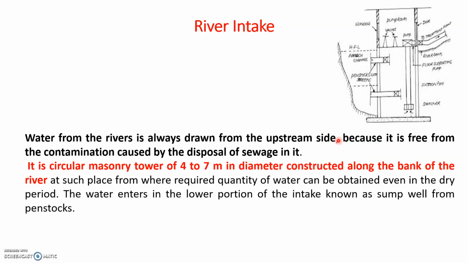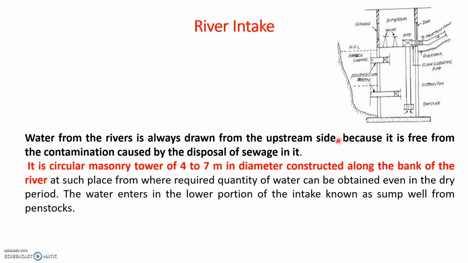So next, a river intake. A river intake is nothing but an intake which is constructed in the river itself. Okay, especially these are constructed on the upstream side of a river, not on the downstream side, and it should be free from any sewage outfall, because that sewage water should not enter your intake. Okay, it will cause many problems. These are normally of a diameter of say 4 to 7 meters. Okay, these are RCC structures.